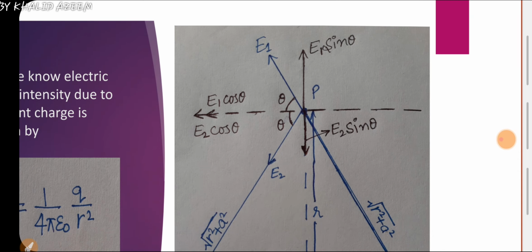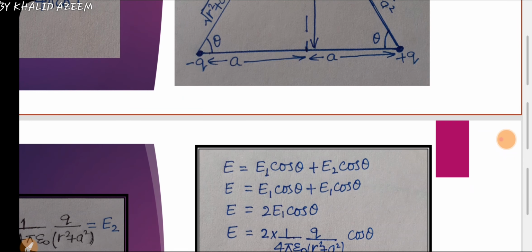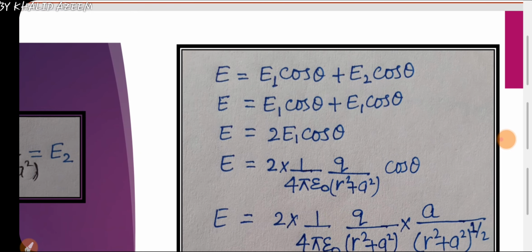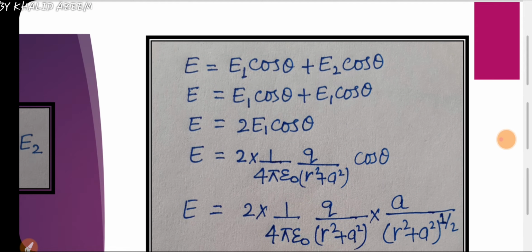Now as sine components are in opposite direction and equal in magnitude, they will cancel each other, and cos components are in the same direction, so the resultant will be calculated by E equals E1 cos theta plus E2 cos theta. As E1 equals E2, in place of E2 I am writing E1, so that will become 2 E1 cos theta. So 2, and put the value of E1 and cos theta as it is.